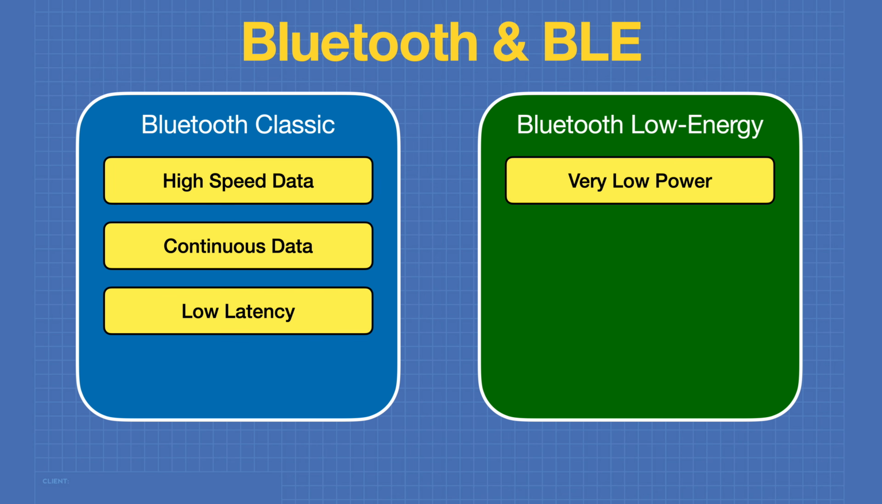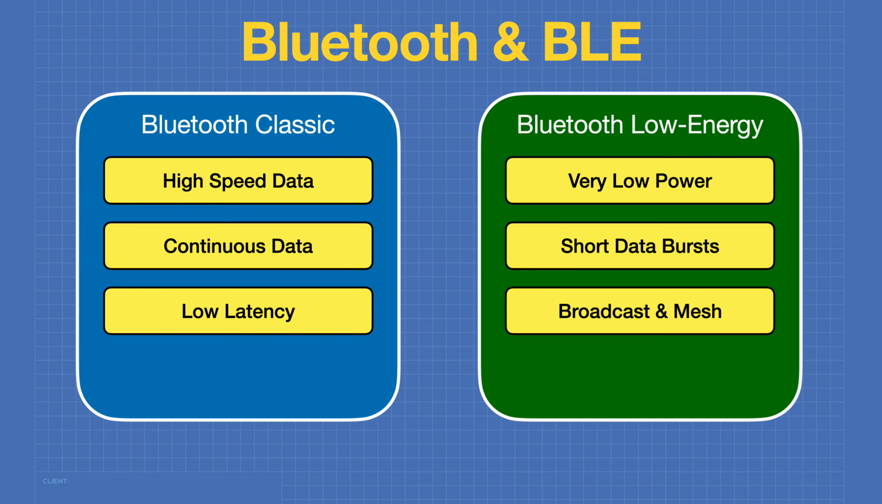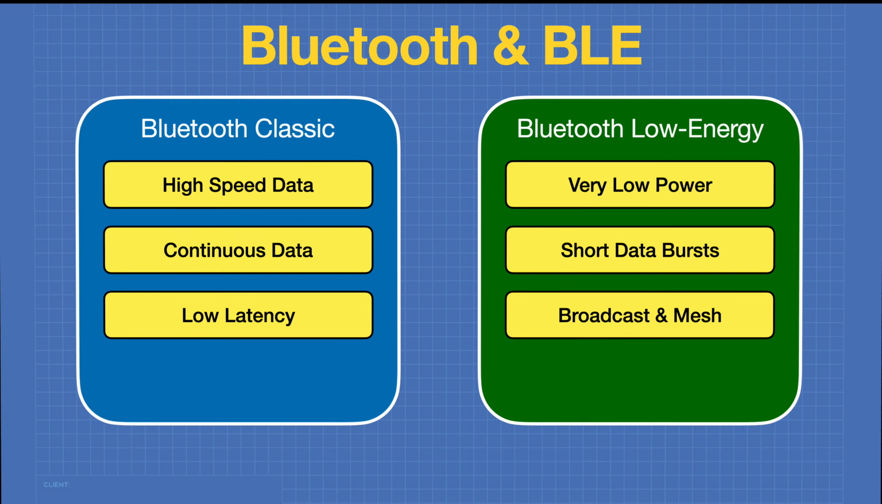Bluetooth Low Energy's main feature is its very low power. Some devices can operate a year or more on a single battery. BLE is best used for short data bursts as opposed to continuous data. BLE devices can also be configured in a broadcast or mesh configuration.